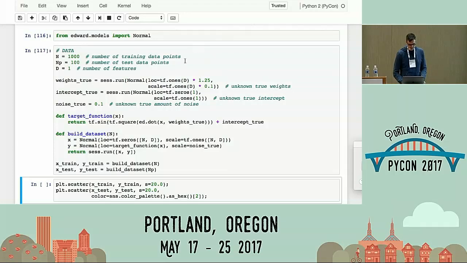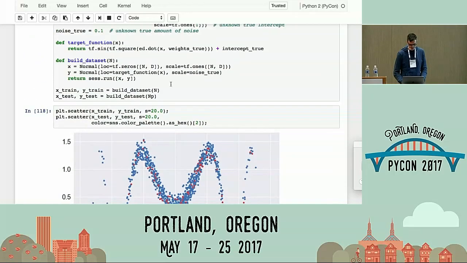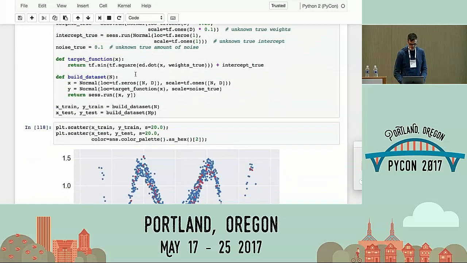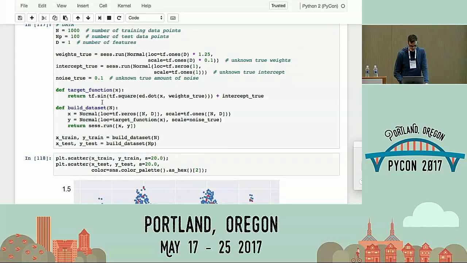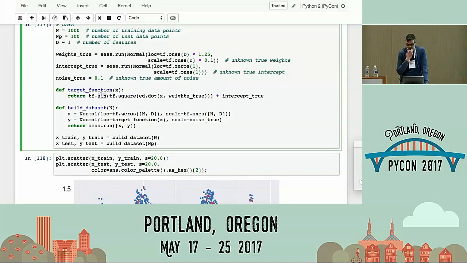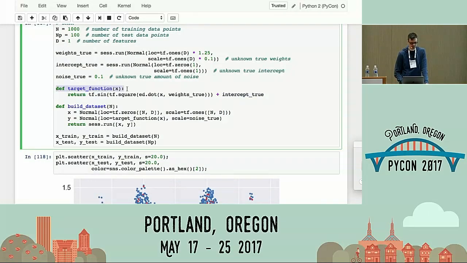So I'm using data here that comes from a very weird function that I just cooked up. So it is x times some weights that I draw, and then I square it, and then I put it in a sine, a sinusoidal oscillatory function, and then I add an intercept. So this is the target function. This is the thing I don't know. So this is basically some sort of underlying truth of the data that I get, but I never get to see this. So this is the thing I want to fit, but I don't know it.